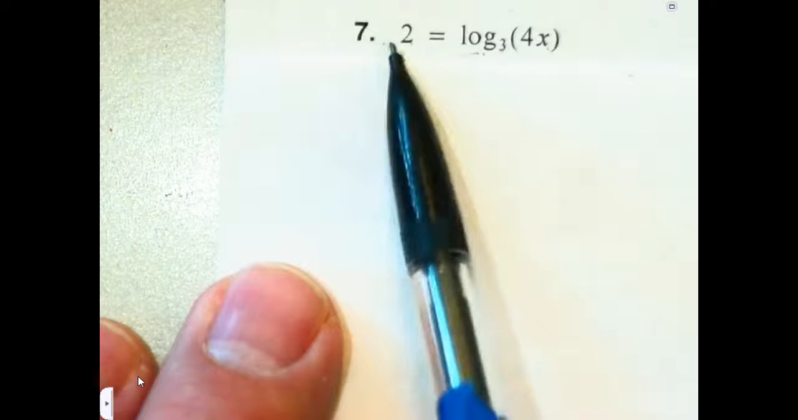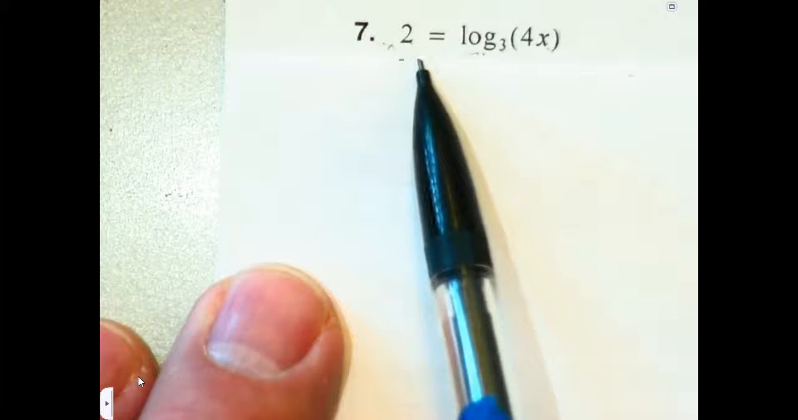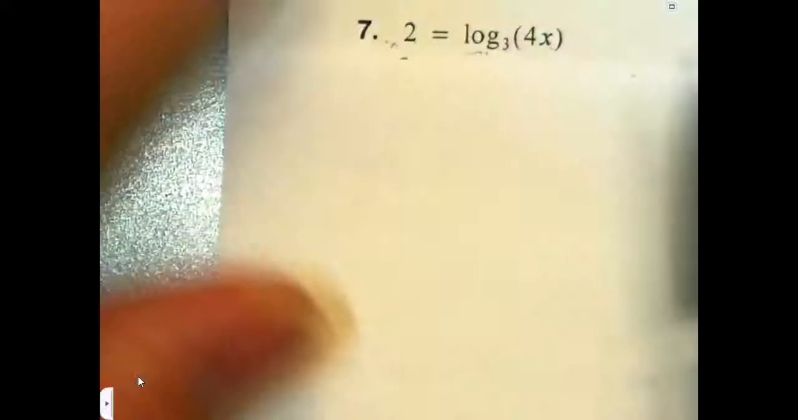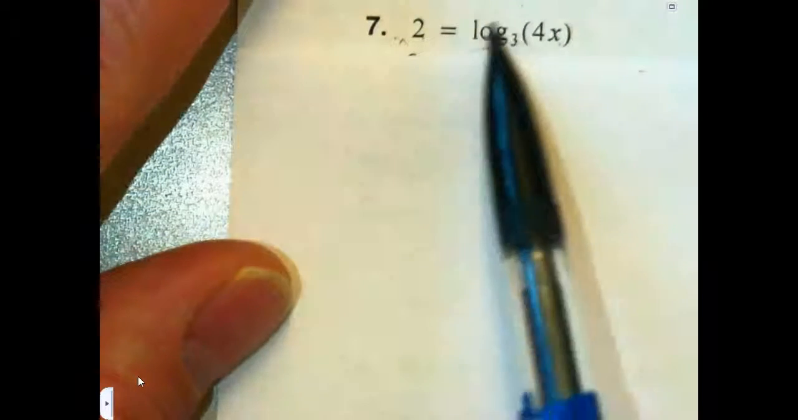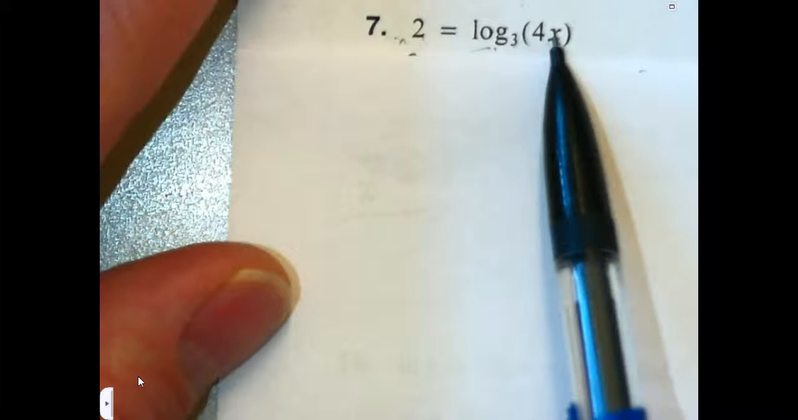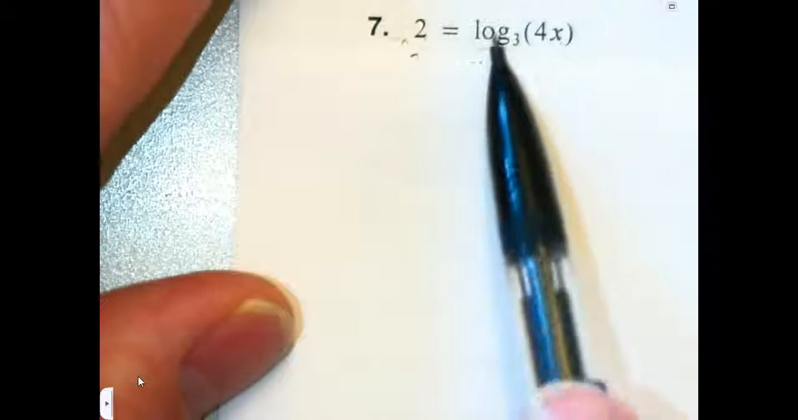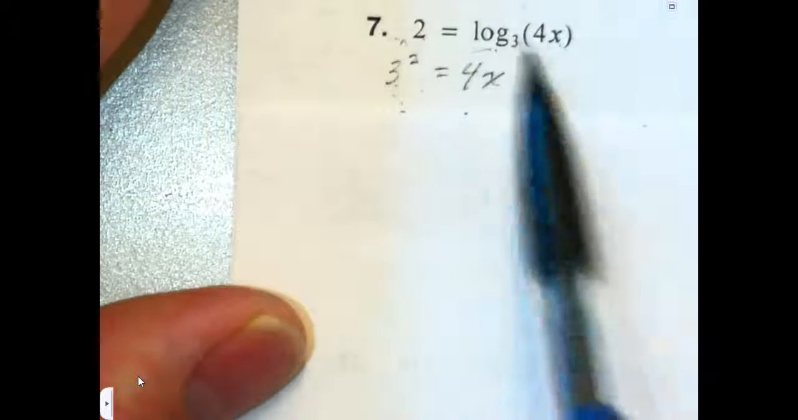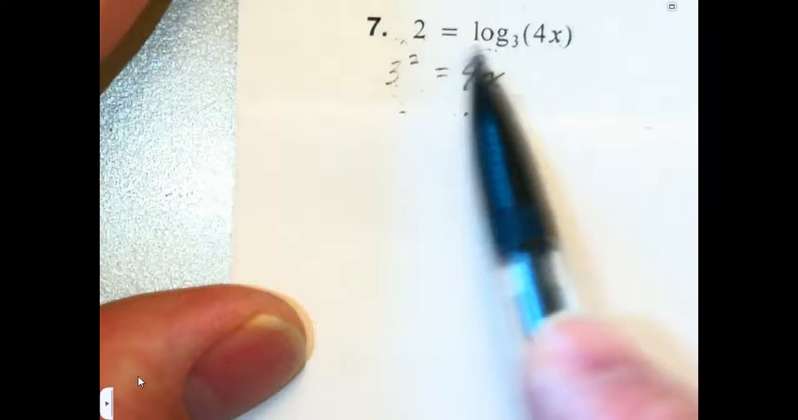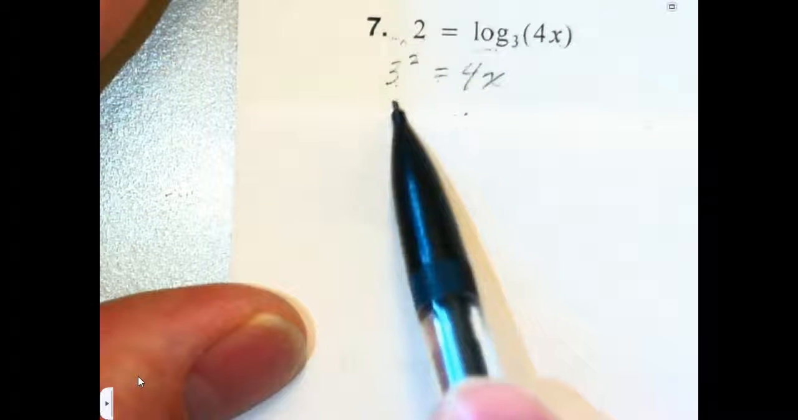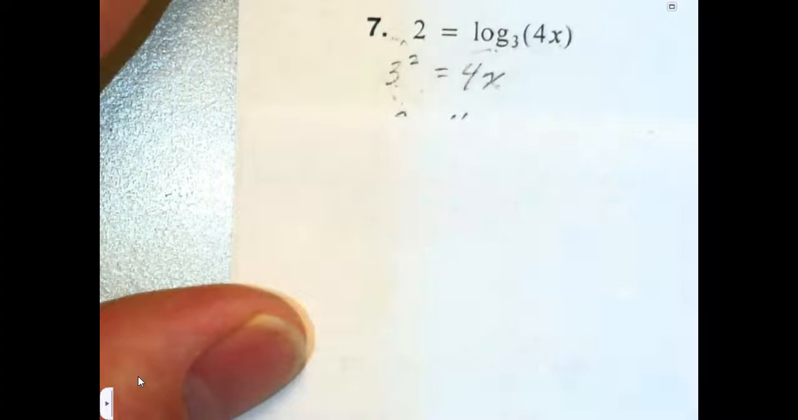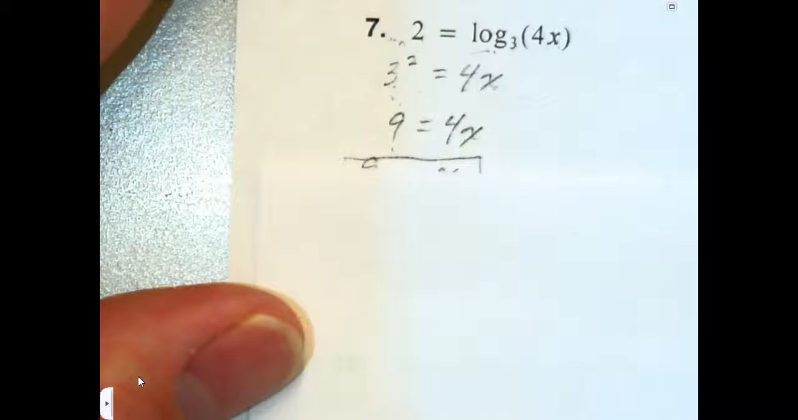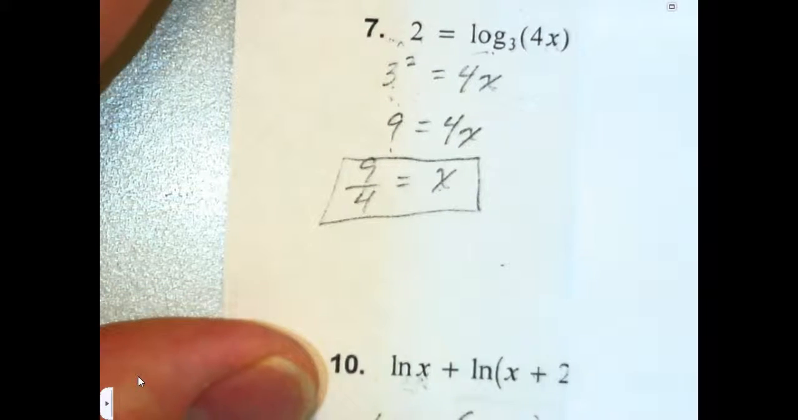Whereas in this problem, log base 3, and now we have a 2. That is not log base 3, obviously. Therefore, to get rid of this log and get the exponent or the variable unlocked, you have to write it exponentially. Unlog it. So we have 3 squared equals 4x, and then it's 9 equals 4x, so x is 9/4.